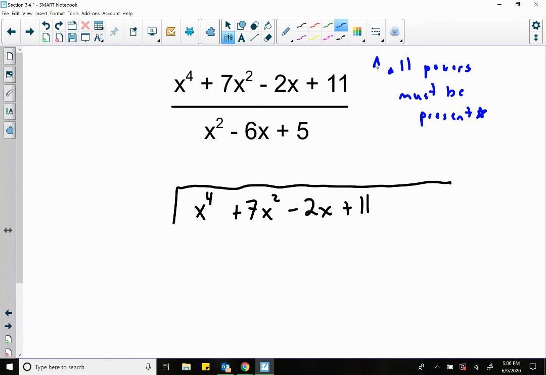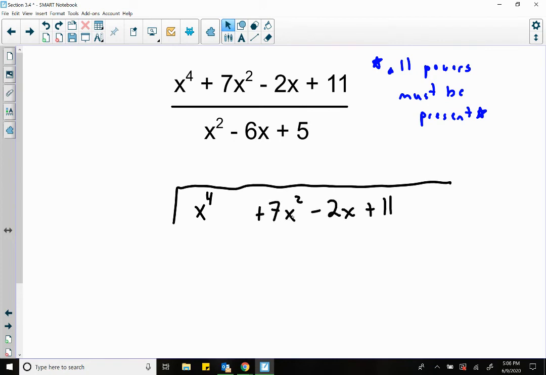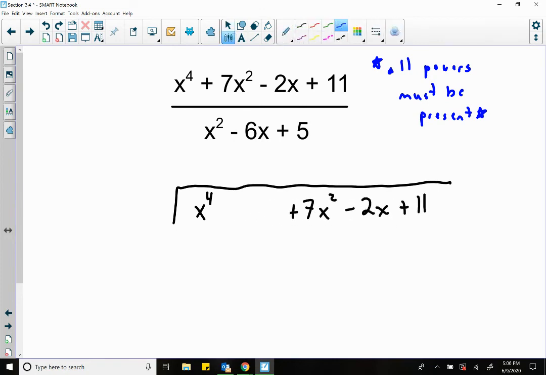So if you're missing a power, as in this case, 4210, that's not normal. Since we're missing the 3 in here, we're going to add in that 0 placeholder. Now, if you count it, 4, 3, 2, 1, 0, that makes more sense. And it sounds right. And then in front, you have the x squared minus 6x plus 5.